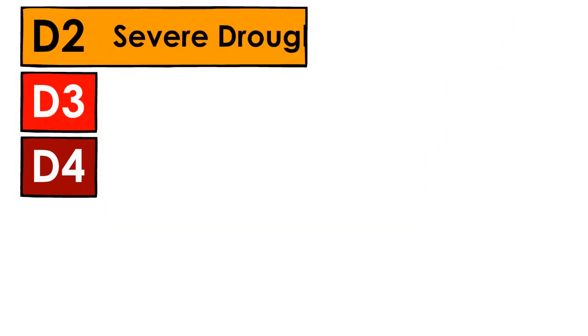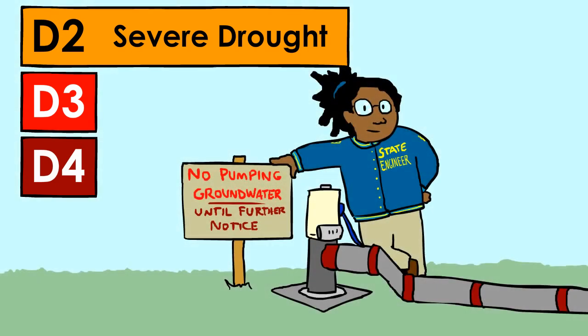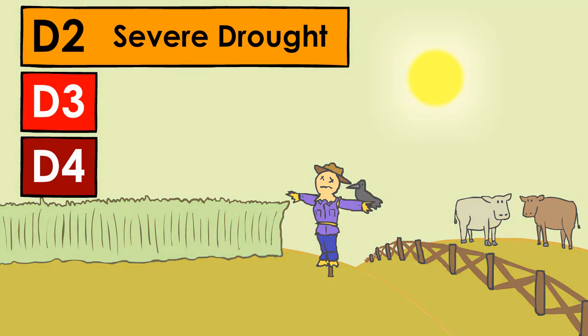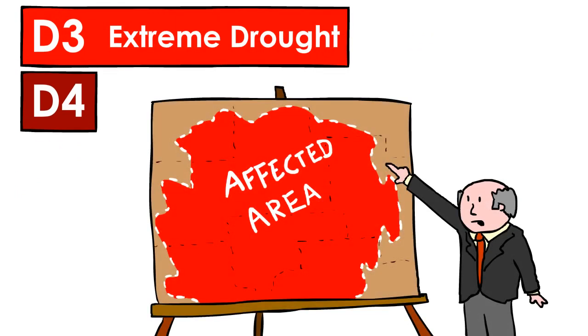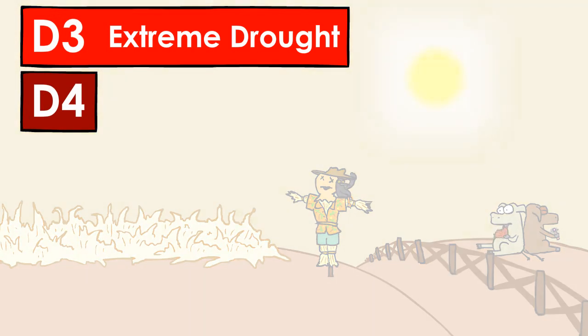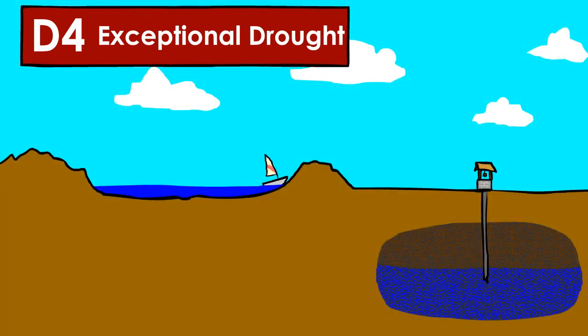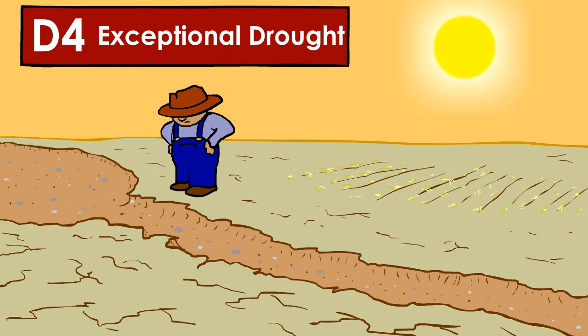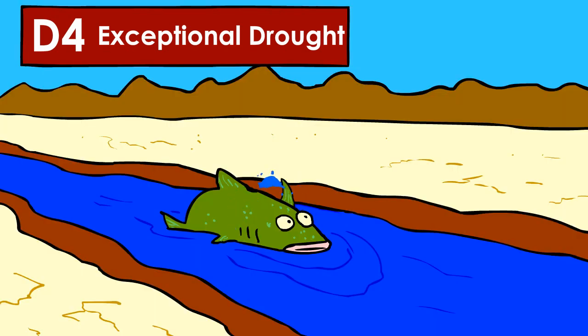D2 levels indicate severe drought. Now those requests to curb water would likely move into actual water restrictions. You could expect water shortages with a good chance of damaged crops and pastures. D3 levels would be considered extreme drought. Water shortages and restrictions would be widespread and major crop and pasture losses would be imminent. D4 is classified as exceptional drought. At this point, you could expect depleting reservoirs and aquifers. Water shortages would climb to emergency levels, and you could expect lower, empty streams and lakes, affecting not only agriculture, but fish and wildlife as well.